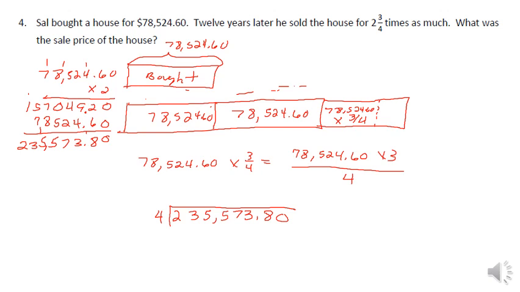And 4 will not go into 2, but 4 will go into 23 5 times. So that'd be 20. I'm going to subtract that, and we got 3. We're going to bring down our 5. 4 will not go into 35, but we know 9 times 4 is 36, so it's going to be 8. And 8 times 4 is 32. So we're going to end up with a 3, bring down another 5. It's going to be another 8, subtract another 32 for 3.